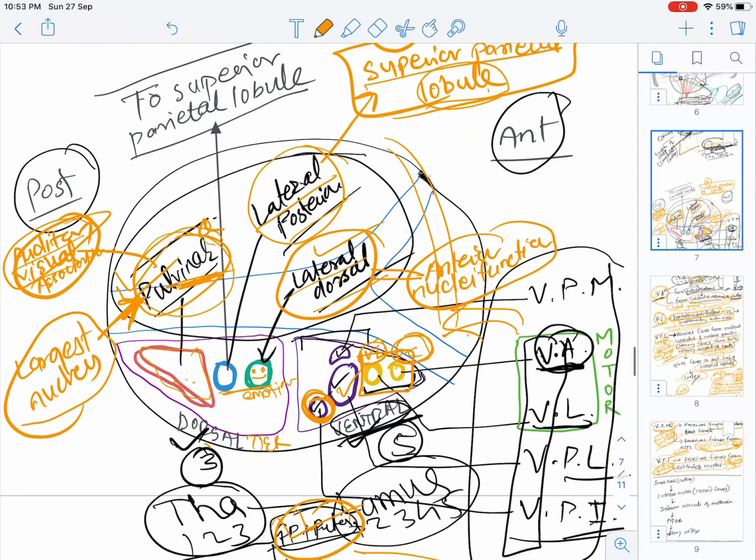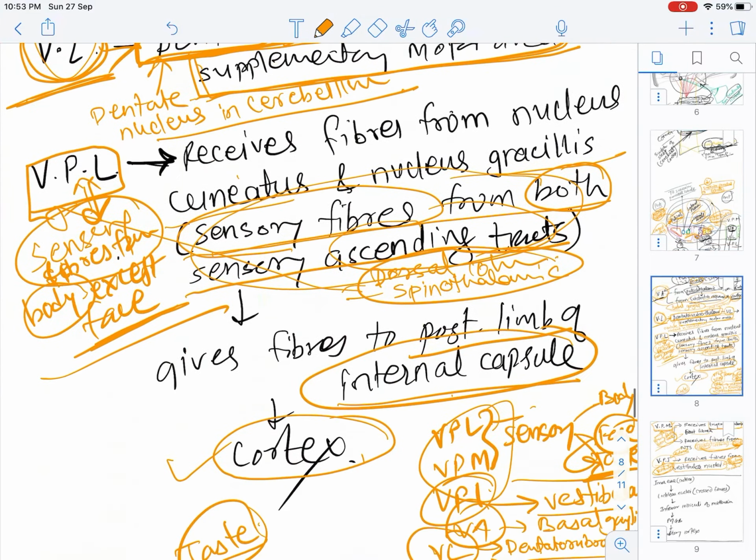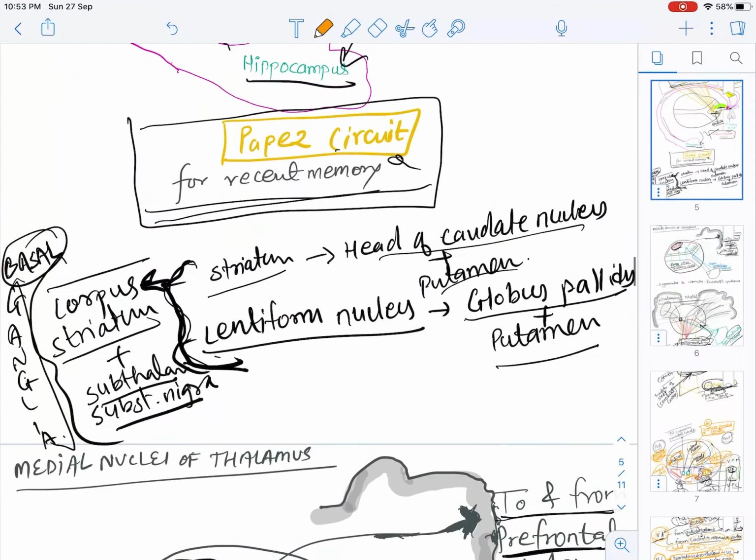Okay, so I have shown you the specific points to remember. For pulvinar it was auditory visual association area. Then for lateral posterior it was superior parietal lobule. In lateral dorsal it was emotion, same as that of the anterior nuclei. Connections are there for lateral dorsal. So we have finished up here with the nuclei of the thalamus also.